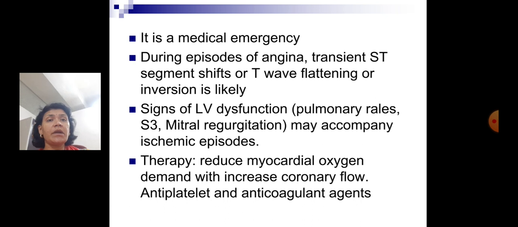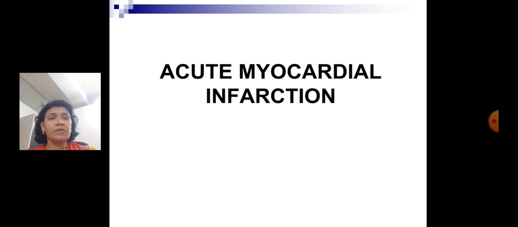Unstable angina is a medical emergency, and during episodes of angina, there is transient ST segment shifts or T wave flattening, or there can be inversion, T inversion. Signs of LV dysfunction may accompany the ischemic episodes, so we can get pulmonary rales, there can be audible S3, and we can have a murmur of mitral regurgitation. Therapy is directed towards reducing myocardial oxygen demand with increased coronary blood flow. So antiplatelets and anticoagulant agents are used.